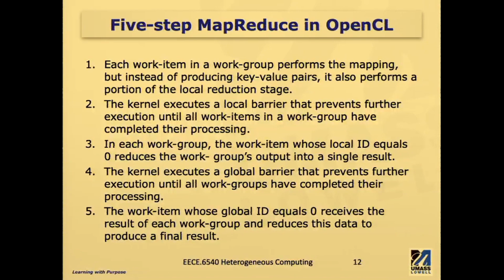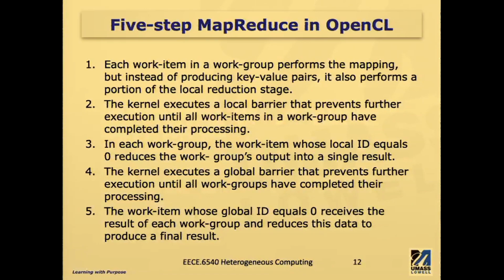And the third step is that in each work group, the work item whose local ID equals 0 reduces the work group's output to a single result. This is what we call the local reduction. This work item will be able to pre-process the key value pairs produced by all work items.